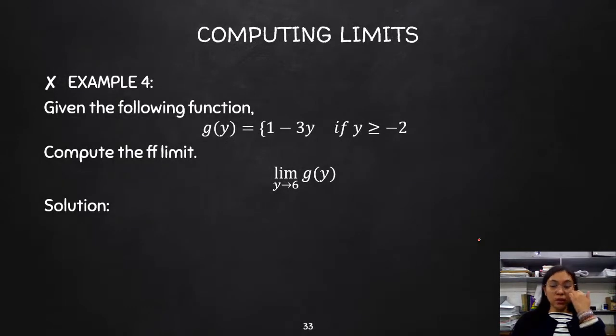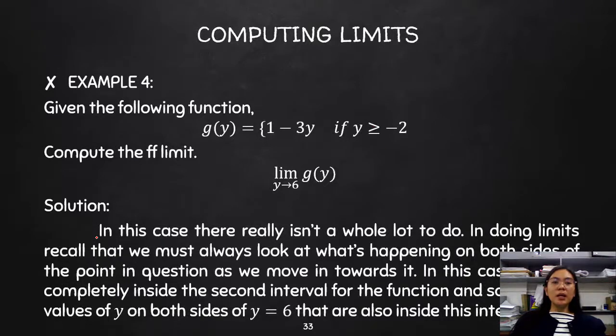So, let's try to take a look at another example. Given the following function, g of y is equal to 1 minus 3y if y is greater than or equal to negative 2, we are to compute the following: the limit of the function g of y as y approaches 6. So, usually, pag nakakita kayo ng ganitong function, medyo nakakagulat, but actually, napakadali lang nito.